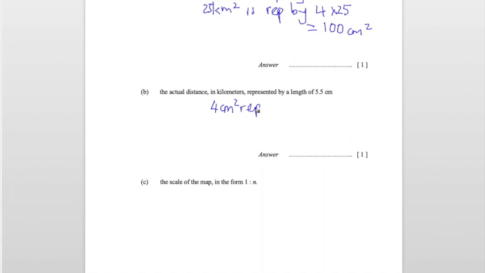represent 1 km squared. This is the area scale, but what we want to find is the distance. Therefore, we need the distance scale. So we need to take the square root. So take the square root here. We have 2 cm represent the square root of 1, which is still 1.